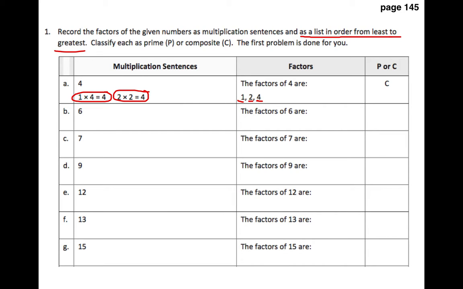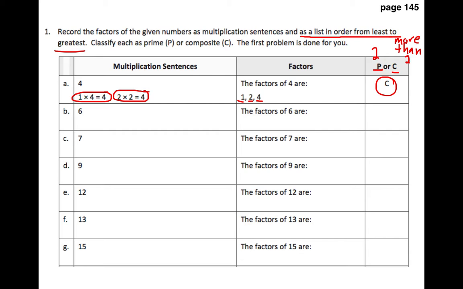Now, how did we determine whether it was prime or composite? If there are only 2 factors, it's prime. If there are more than 2 factors, then it's a composite number. So when we look at the factors of 4, there are 3 factors in our list, so that makes it a composite number.